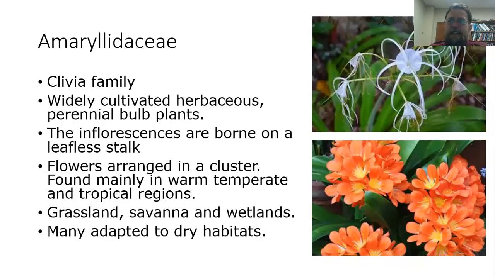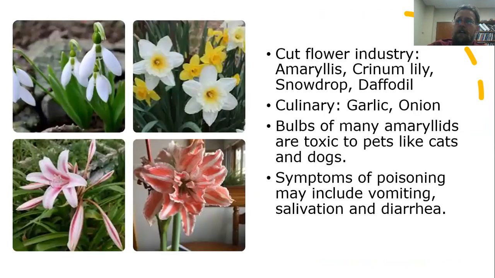The Amaryllidaceae, or the Clivia or Amaryllis family, widely cultivated, a lot of herbaceous perennial bulb plants. The flowers are borne on a leafless stalk, tend to be arranged in clusters, and a lot of these are adapted to dry habitats. A lot of these are very important in the flower industry, like crinum lilies and amaryllis and daffodils. But there's also some really important culinary ones. So the allium, so garlic and onion.